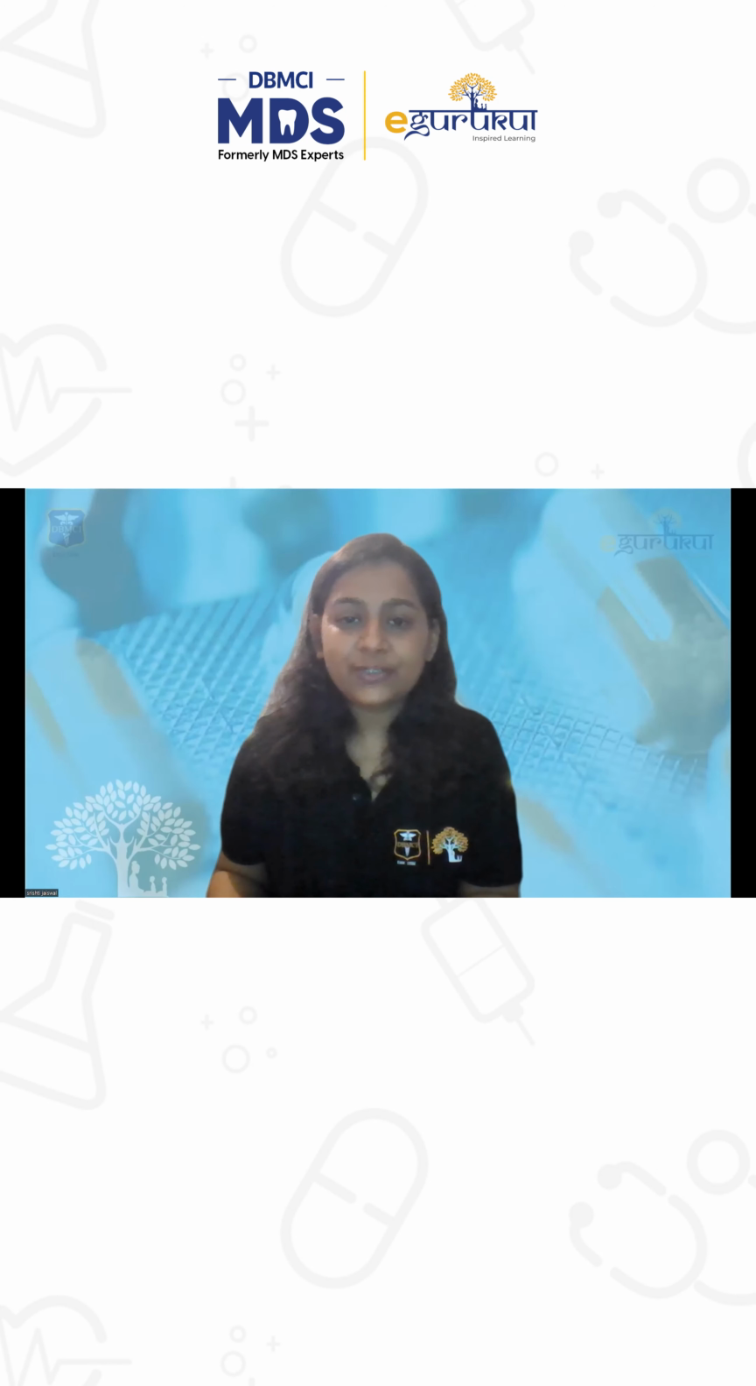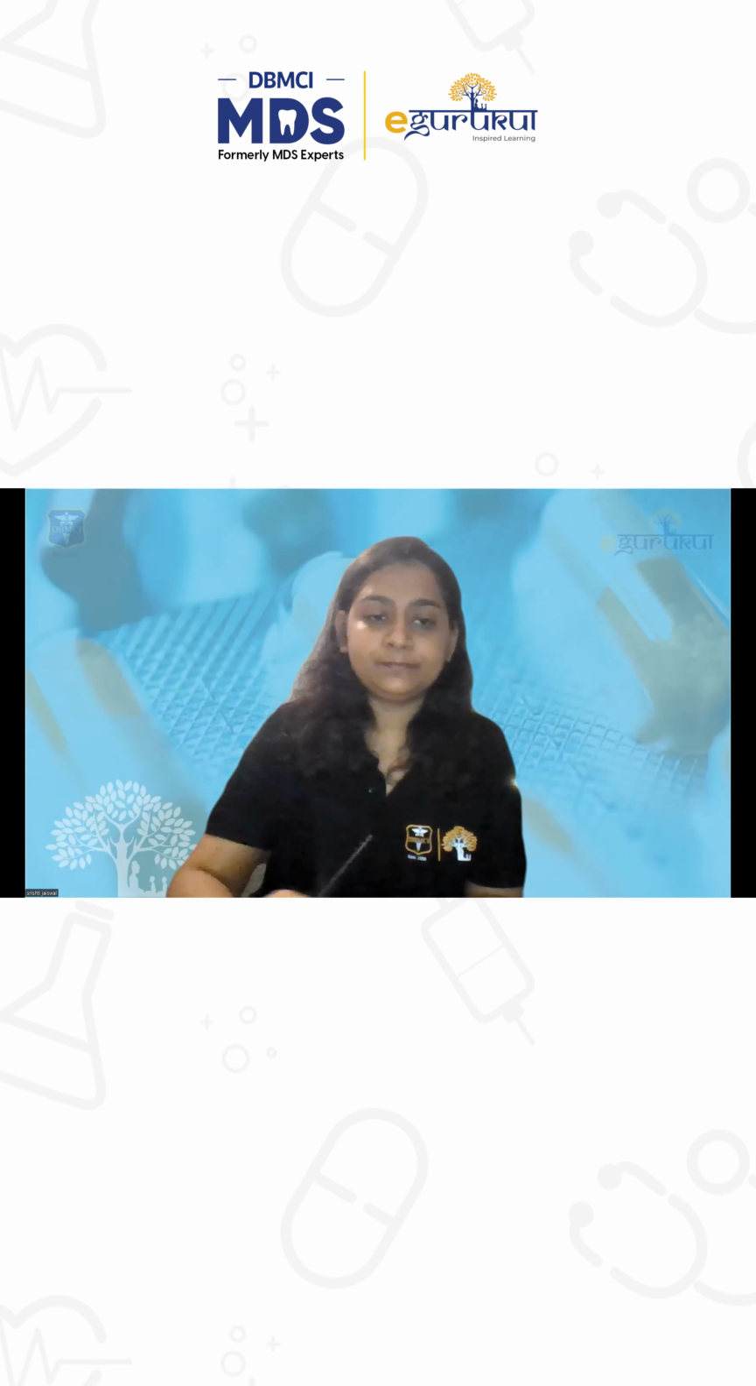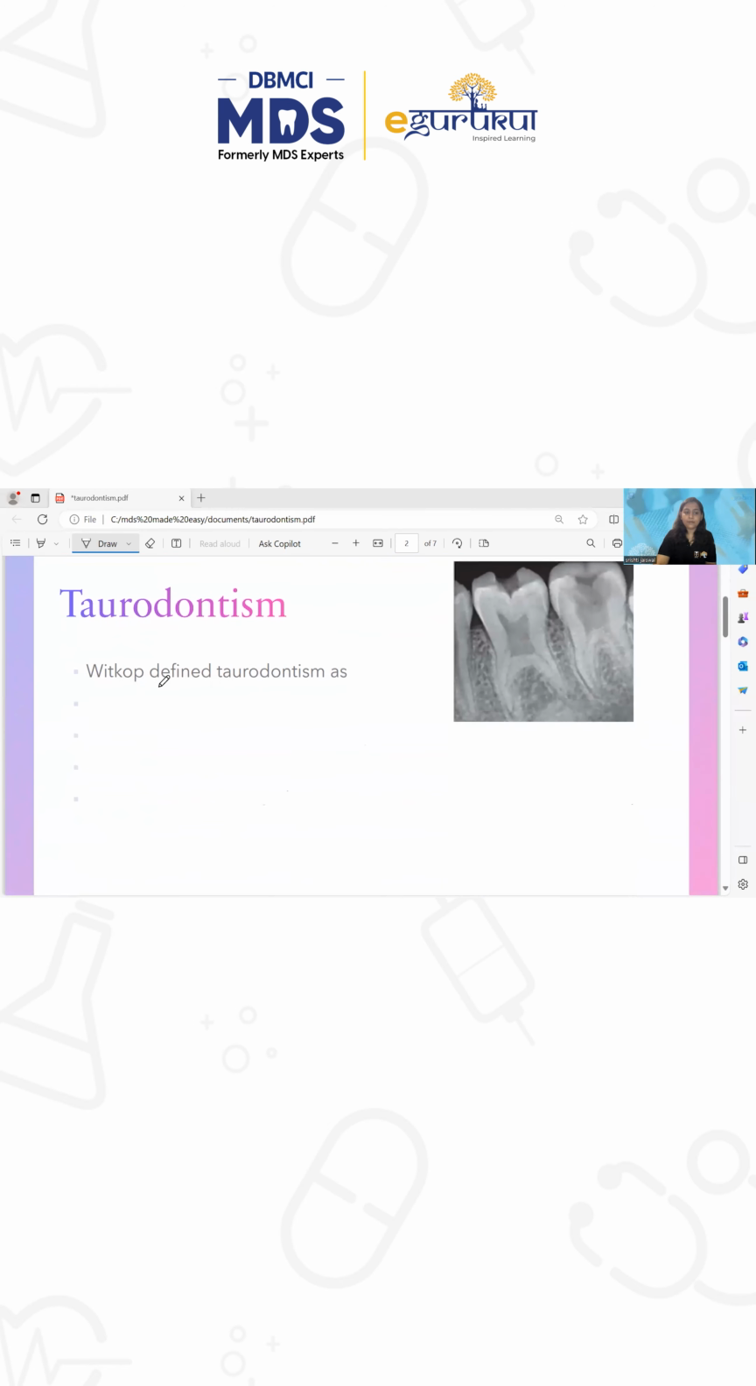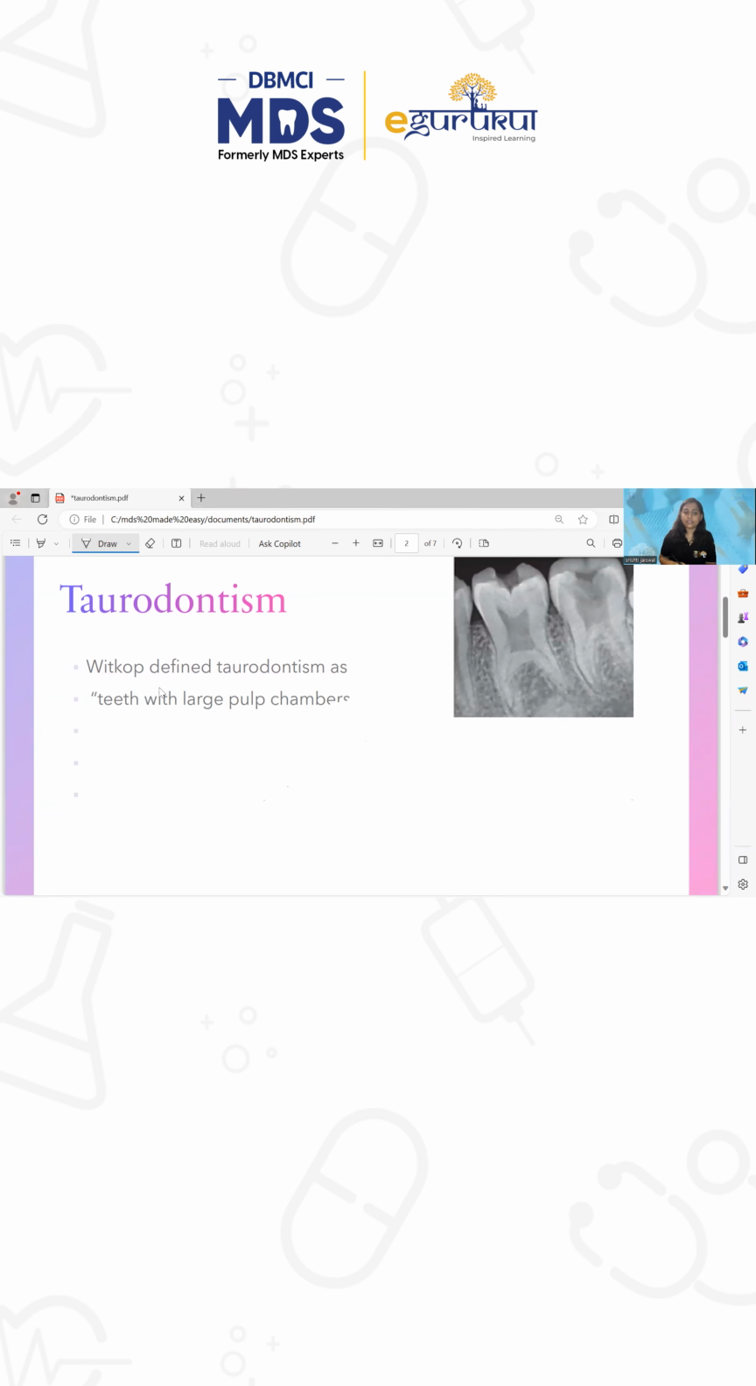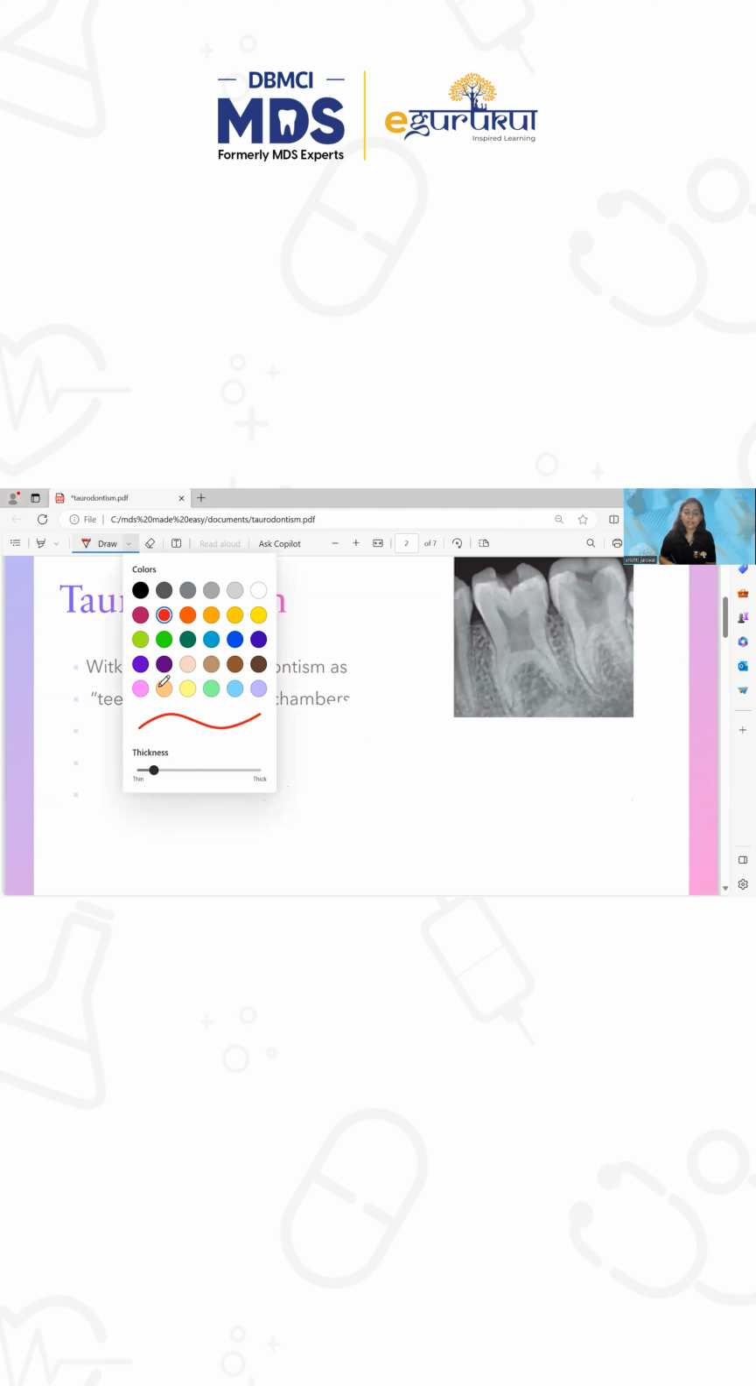So, hello friends, today we will learn about a very important developmental anomaly, that is taurodontism. If you remember the definition of taurodontism, which is given by Whitcomb, you will remember everything about taurodontism. Whitcomb defined taurodontism as a tooth with a large pulp chamber. As you can see in this diagram, it is a tooth with a large pulp chamber.